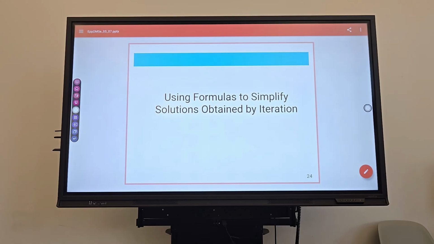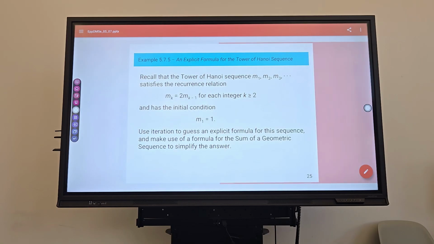Now, using formulas to simplify solutions obtained by iteration. Recall the Tower of Hanoi sequence, which satisfies the recurrence relation m sub k equals 2 m sub k minus 1 for each integer k greater than or equal to 2, and has the initial condition m sub 1 equals 1. Use iteration to guess an explicit formula for the sequence, and make use of a formula for the sum of a geometric sequence to simplify the answer.